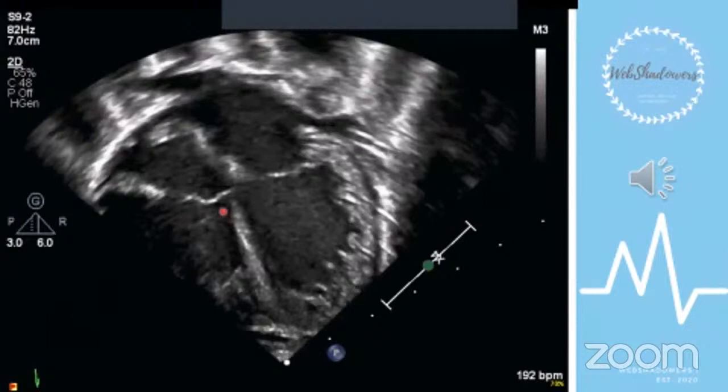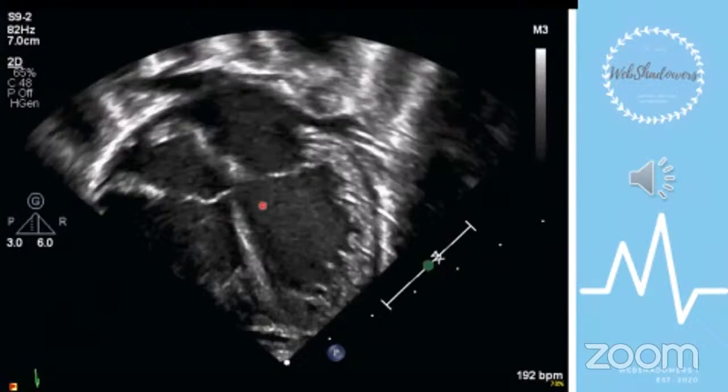Okay, so while I'm waiting for some comments here, looks like there's a question. Could it be improper valve closure or a patent ductus arteriosus? Yes, it could. That's great. We didn't even talk about what a patent ductus arteriosus is.